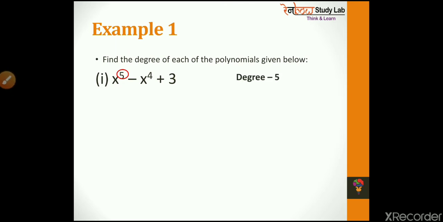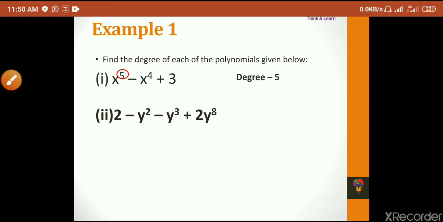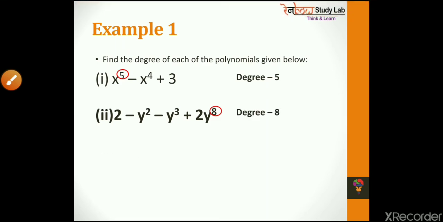Now this is very simple. In the second question, 2 minus y square minus y cube plus 8y^8. We need to only see the power of the variable. Here you can see only 2 is written, means the power of the variable is 0. Here the variable's power is 2, the variable's power is 3, the variable's power is 8. So obviously your answer will be 8, because degree is nothing but the highest power.